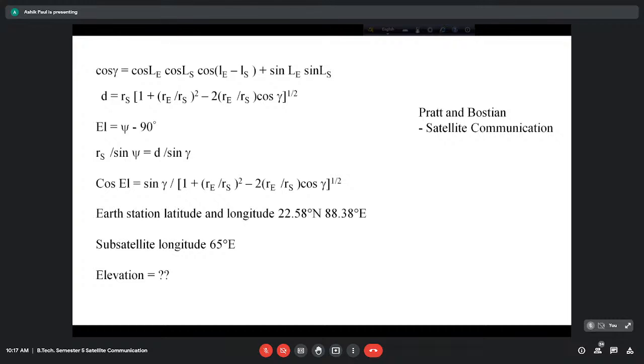Won't we need the value of Rs for doing this calculation? See, this is a geostationary satellite, so you just have the orbital altitude and the radius of Earth. You can put the radius of Earth as 6,400 kilometers.